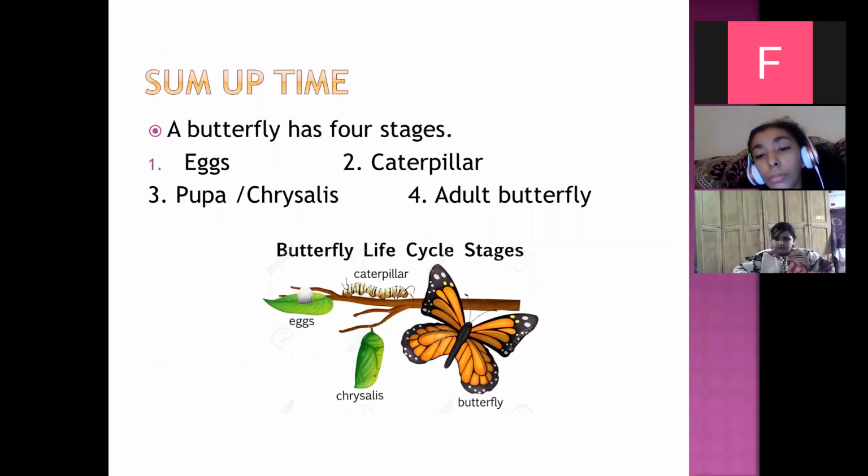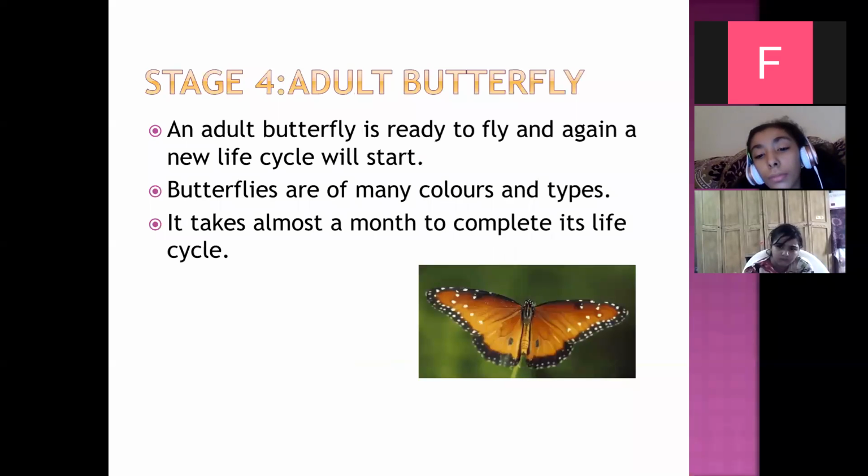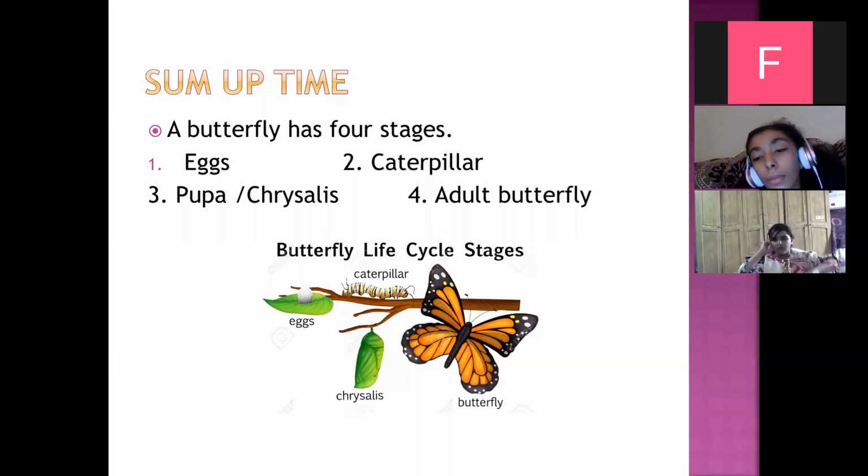And then the fourth and last stage is the adult butterfly, in which you are watching that again an adult butterfly is ready. Again this butterfly will lay eggs on the underside of the leaves. Again the caterpillar will come out, the pupa stage will come, and an adult butterfly will come, and in this way the life cycle of a butterfly is completed. I hope every one of you has well understood it.